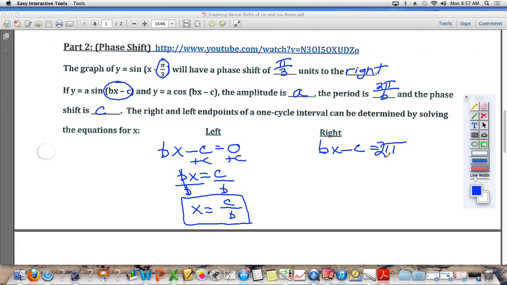Alright, in this case over here, to solve for x, we are going to add c. So bx is equal to 2 pi plus c, and then we have to divide that by b. So we're going to take 2 pi, add c to it, get an answer, then divide that by b.